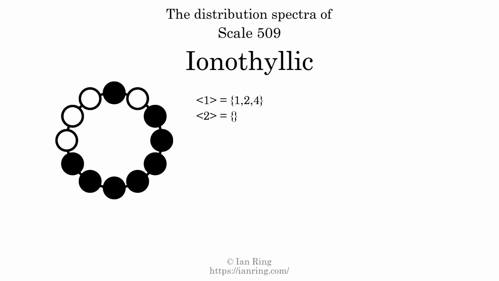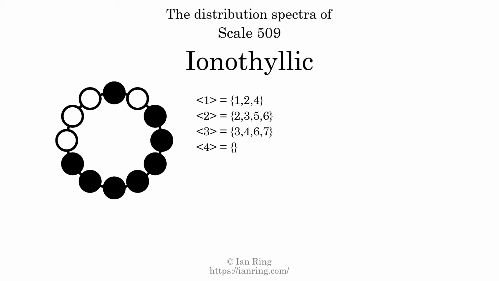The generic interval of 2 scale steps comes in 4 different specific interval sizes. 2 semitones, 3 semitones, 5 semitones, and 6 semitones. The spectrum width of this generic interval is 4. The generic interval of 3 scale steps comes in 4 different specific interval sizes. 3 semitones, 4 semitones, 6 semitones, and 7 semitones. The spectrum width of this generic interval is 4.